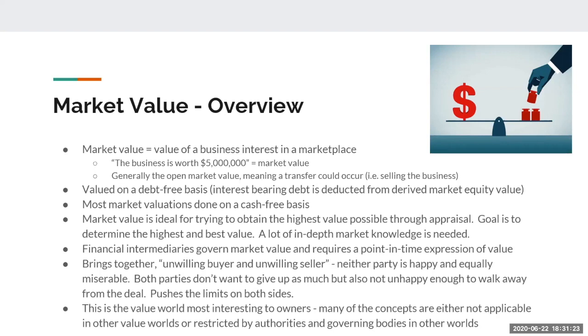So this value world is very interesting to owners because many of the concepts are not applicable to any other value worlds. Usually they are restricted by authorities or governing bodies in other worlds. So it makes it very unique as far as how I find the optimum value, or what is the most I can obtain from a buyer for the equity in my business.